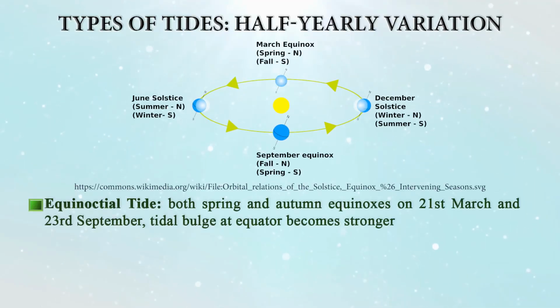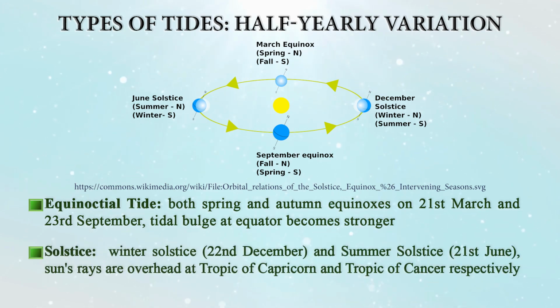During both the spring and autumn equinoxes, that is on 21st March and 23rd September, the tidal bulge at the equator becomes stronger, because during equinoxes the sun is directly over the equator. So the tidal bulge at the equator will be more compared to the normal height of tides, and we get these equinoctial tides. And what about the solstices?